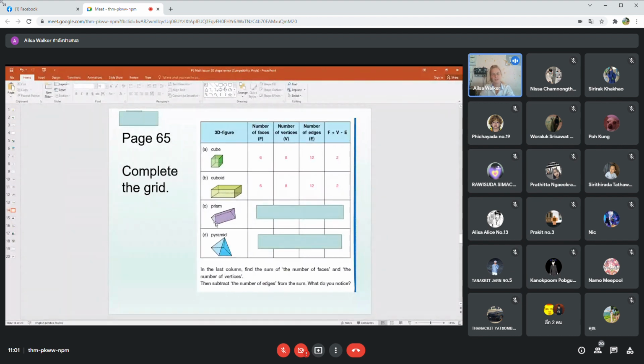How many faces does the prism have? Anybody get an answer? How many faces does the triangular prism have? Take a look. How many?